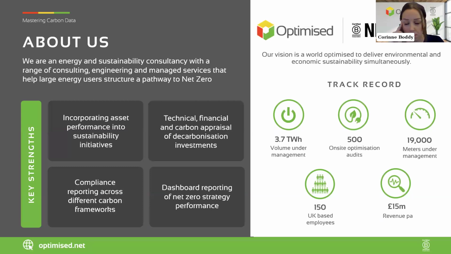So who are Optimised? We are an energy and sustainability advisory firm, climate advisory firm, if you will. There's some information about us on the right-hand side. You know, best part of 150 employees. I'm told 19,000 meters under management. I can't quite believe it, but that's what they say. We've got 4 offices in the UK, so Blackpool, Ashby, Bristol and Sittingbourne, fairly good spread across the country, and our clients are all in the industrial and corporate side of the market.